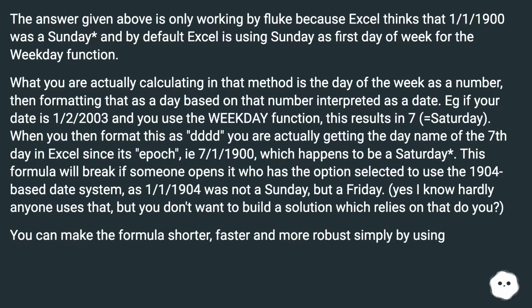E.g., if your date is January 2nd, 2003, and you use the WEEKDAY function, this results in 7, equals Saturday. When you then format this as DDDD, you are actually getting the day name of the 7th day in Excel since its epoch, i.e. January 7th, 1900, which happens to be a Saturday*.